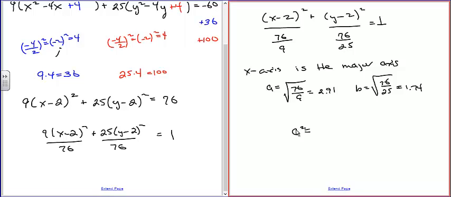And so C squared is equal to 2.91 squared minus 1.74 squared. So that's 5.44, or C is the square root of that. So you get 2.33.